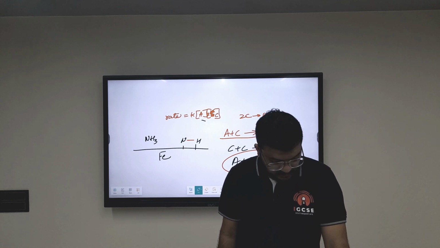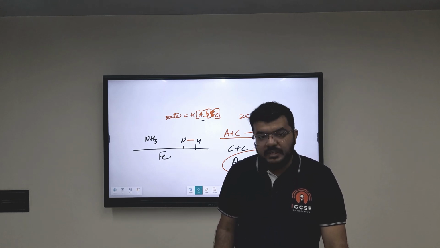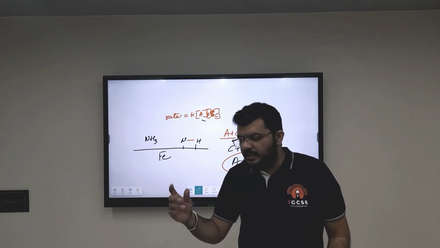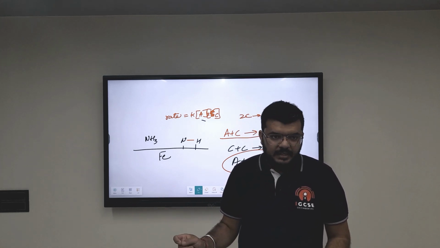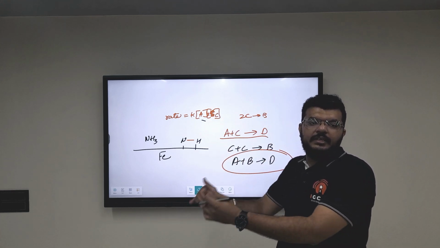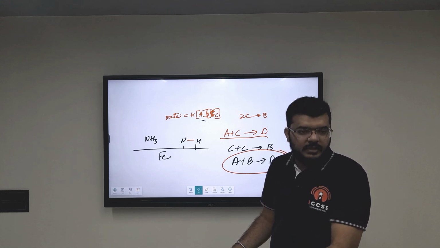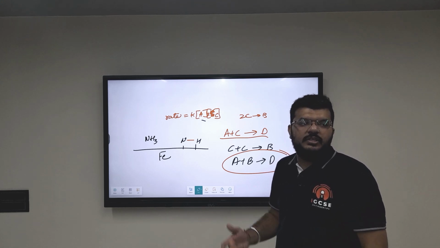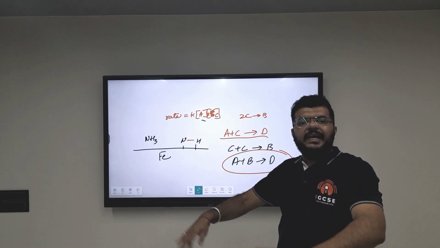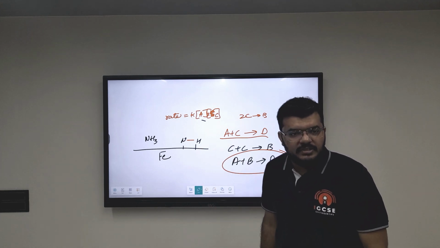See, either they have to, because this can only be found out experimentally, either they have to tell you that this is the slowest step, or they have to give you a rate equation, so you know what the reactants in the slowest step are. Sometimes they will give you the rate of reaction and the overall reaction, and they will tell you to find the rate determining step.